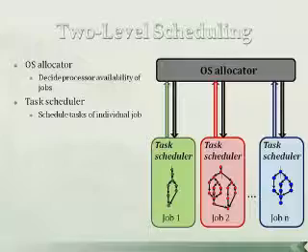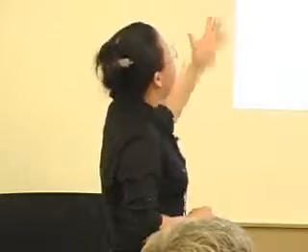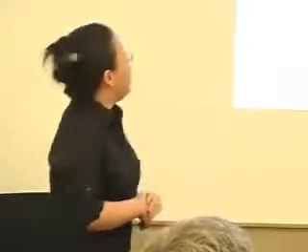To schedule parallel jobs on multiprocessors, we use a two-level scheduling model. In the kernel level, the OS allocator allots processors to jobs, and each individual job has its task scheduler. It schedules tasks to the allotted processors. Why do we choose two-level scheduling instead of one level? The main motivation is to reduce scheduling overhead, because with one-level scheduling, each task's schedule needs to go through the kernel-level scheduler, which may involve a system call. That's overhead we don't want to pay here.